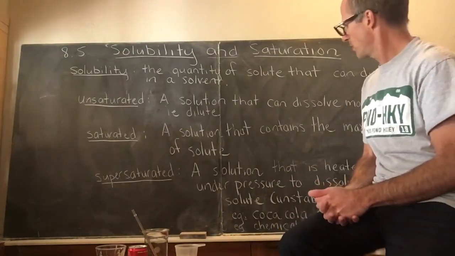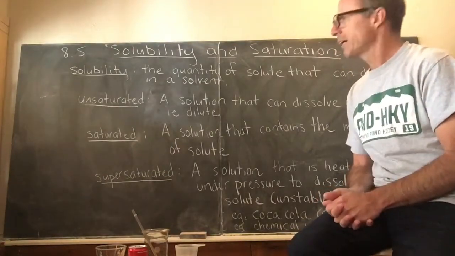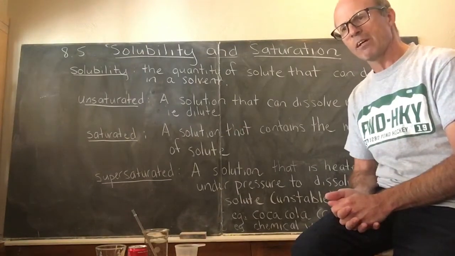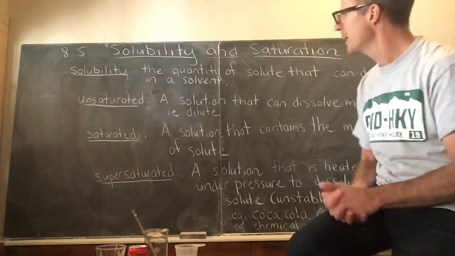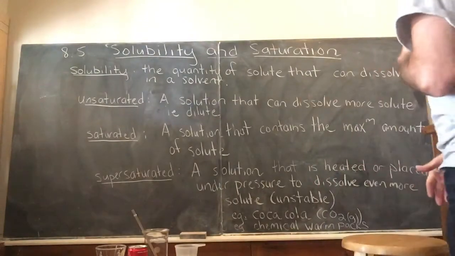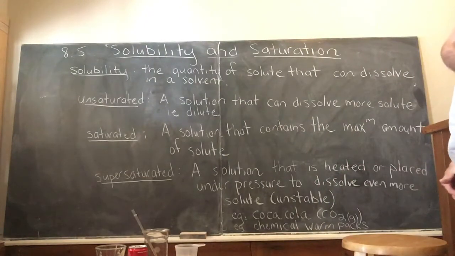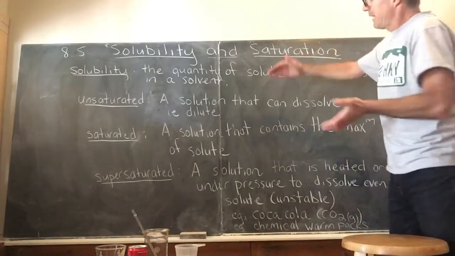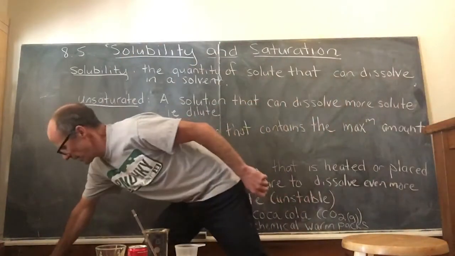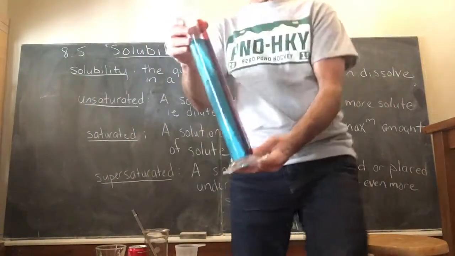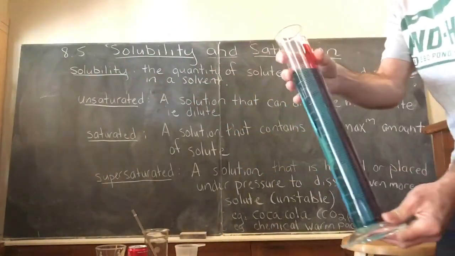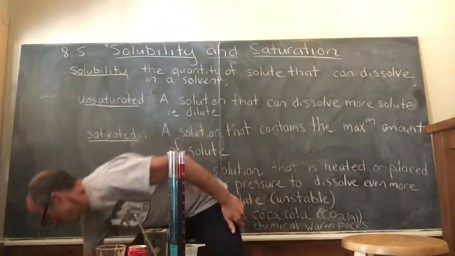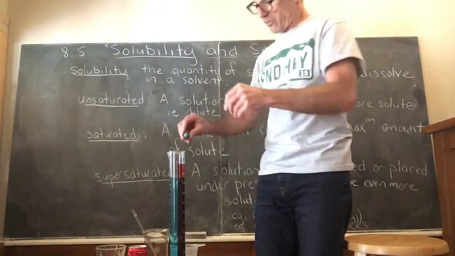The simplest solution that we can make is that dilute one, and really if you think about it, a dilute solution is really a very unsaturated solution because it can hold more solute. And that's the definition of an unsaturated solution: a solution that can dissolve more solute than it presently has. So for example, my quite dilute bit of food coloring here can hold more food coloring quite easily, and I could easily make it more concentrated.